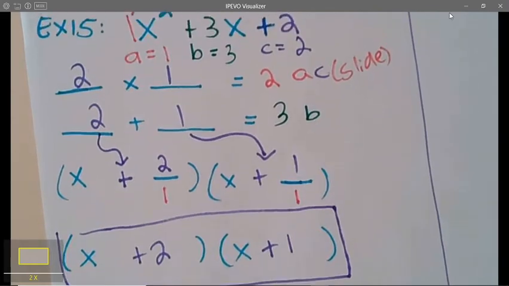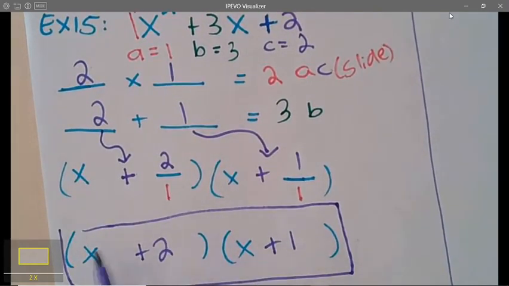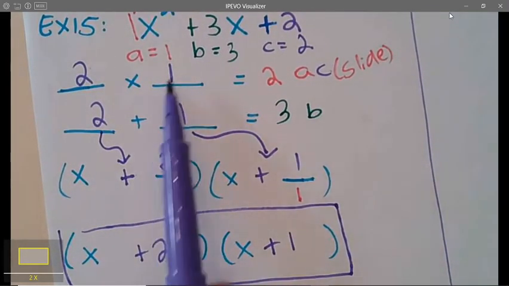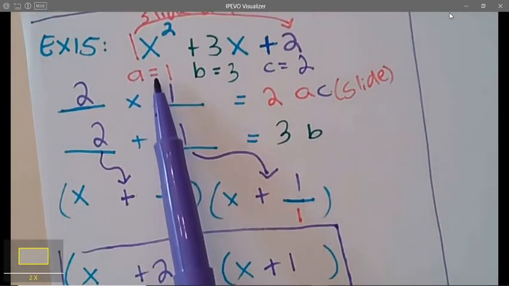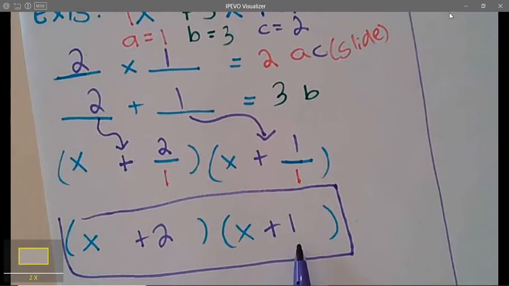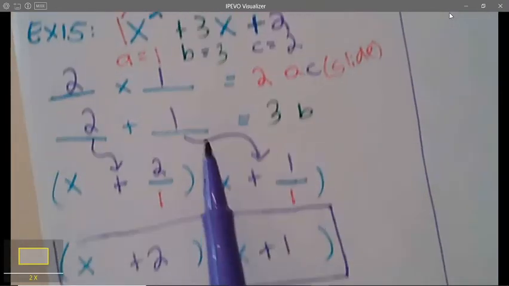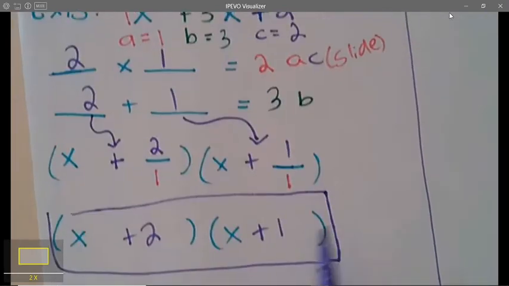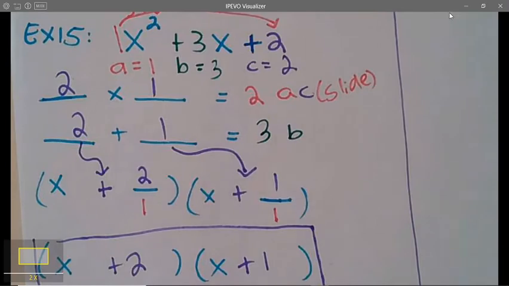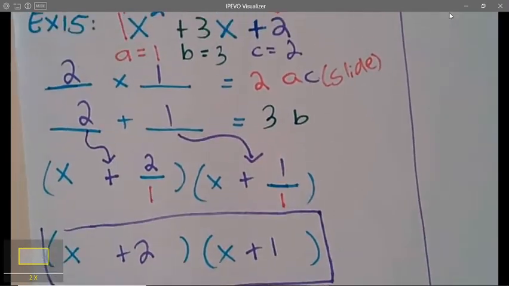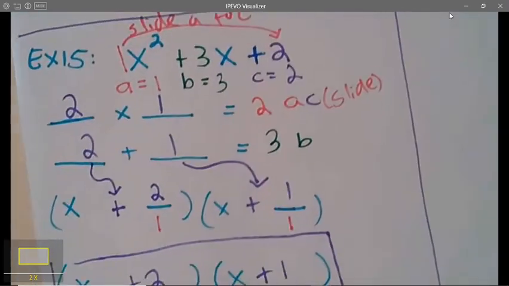And don't forget, if you ever need to check your answer, you can redistribute this back together and you should get what you started with. Like x times x is x squared. x times 1 is x. 2 times x is 2x. So x plus 2x is 3x. And 2 times 1 gives me a 2. So if you see, I end up with what I started with. That's a good way to check yourself if you ever would like to do that.